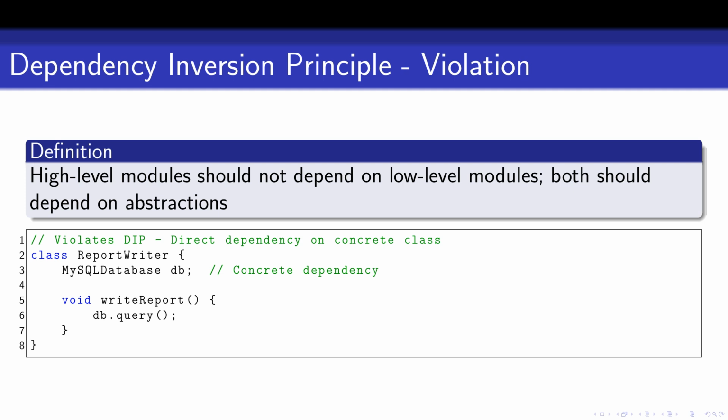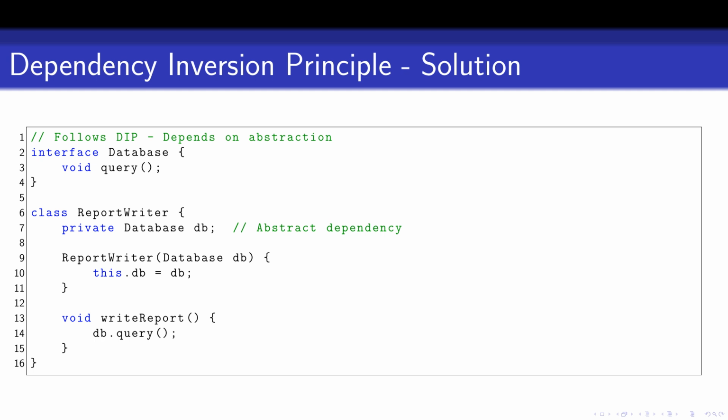In this example, the report writer class depends directly on MySQL database, a concrete implementation. This rigid dependency makes it difficult to switch to a different database without modifying the class. Following this principle, the database interface abstracts database functionality. The report writer class depends on this interface rather than a specific implementation. This enables easier swapping of database implementations.